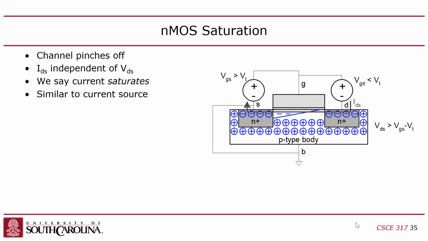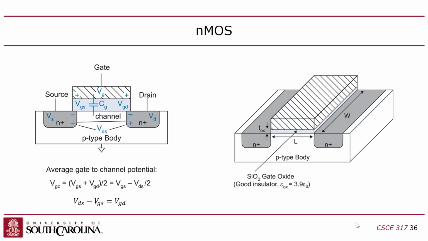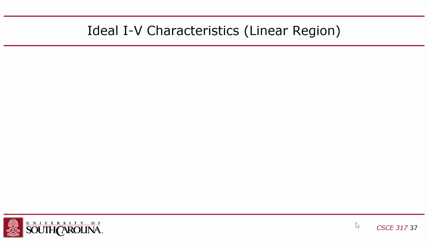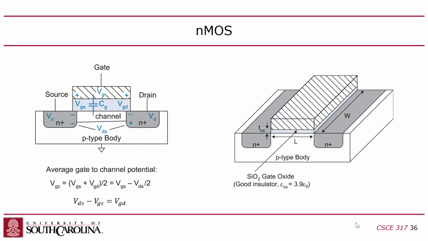So you end up not having a big difference between gate and channel on one side. When that happens, that's called saturation mode, at which point the transistor will keep conducting current, but the current won't change even as you continue increasing the voltage. That's the saturation region. Make sense? You guys with me? So there's a limit on how much current we can send through the transistor.